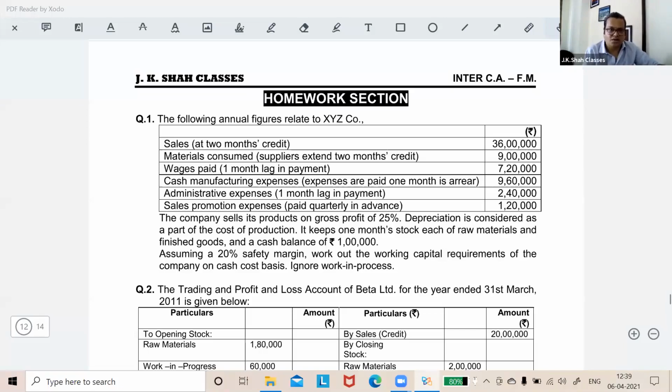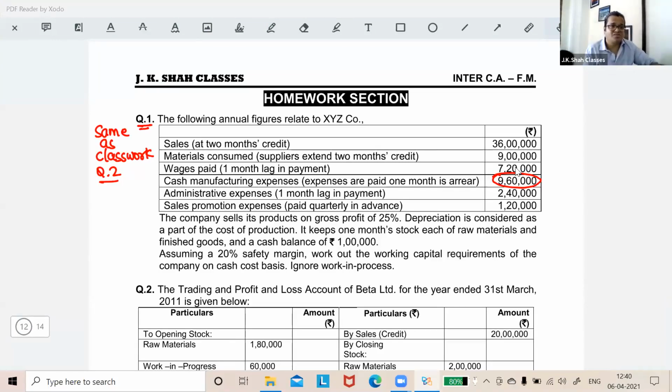Question number 1. Sales is given at 2 months credit. Material consumed is this. Wages are this. Do you know what is the only difference? The only difference is this amount. This is the same as classwork question 2. Guys, if you learn to listen to me, you'll be benefited.